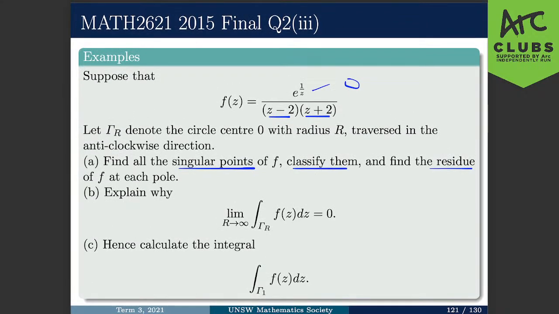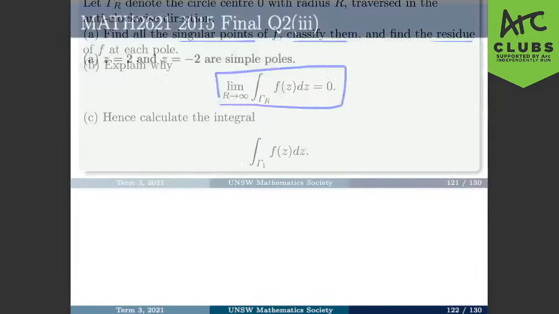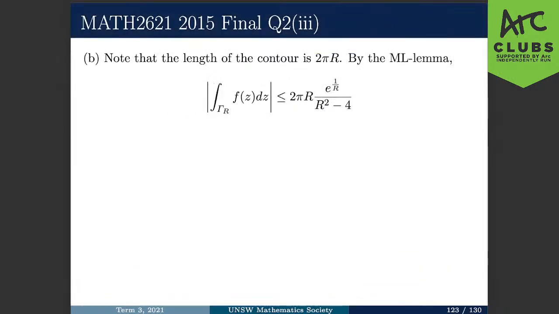Okay, so part B is to explain why this integral here is 0. As usual, if you ever get these questions about integrals equaling 0 over some contour, usually the thing we need to use is the ML lemma. We already saw one of these questions earlier today. So we need to use the ML lemma.